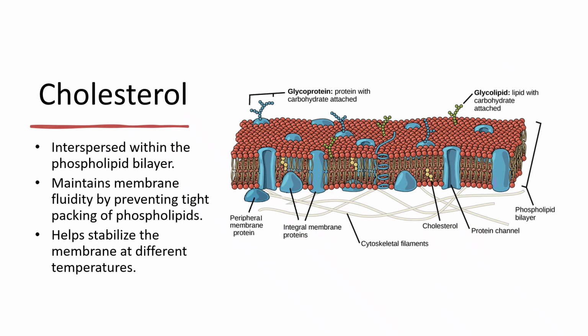Cholesterol is interspersed among the phospholipids. It plays a key role in moderating membrane fluidity. At low temperatures, it prevents the membrane from becoming too rigid. At high temperatures, it prevents it from becoming too fluid. This helps the membrane remain stable and functional under a variety of conditions.